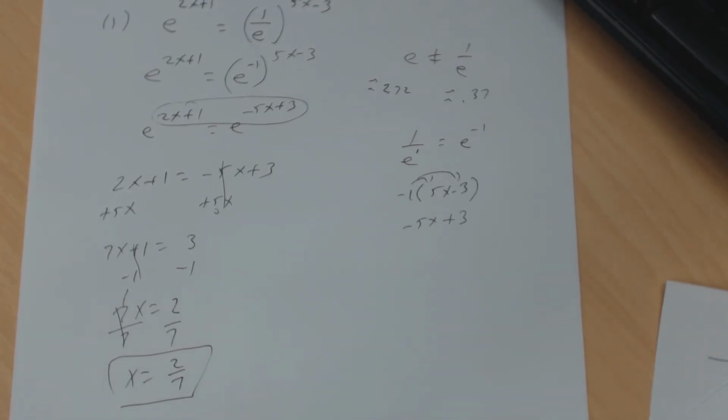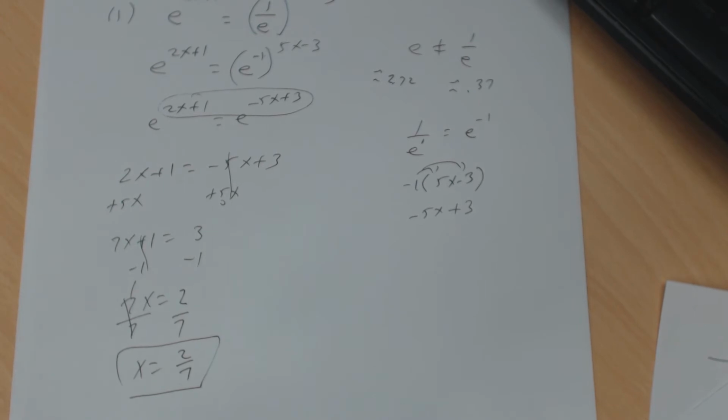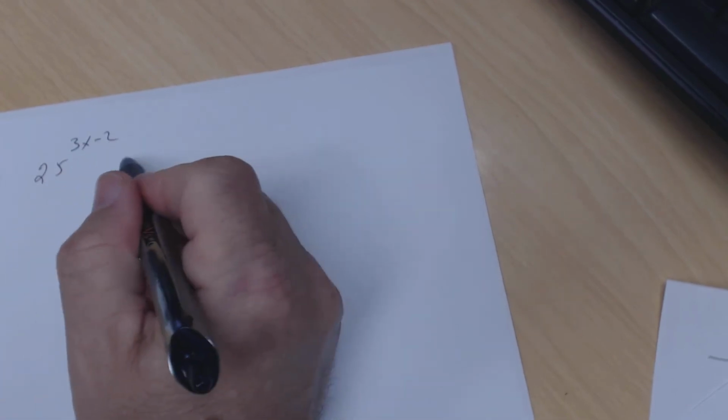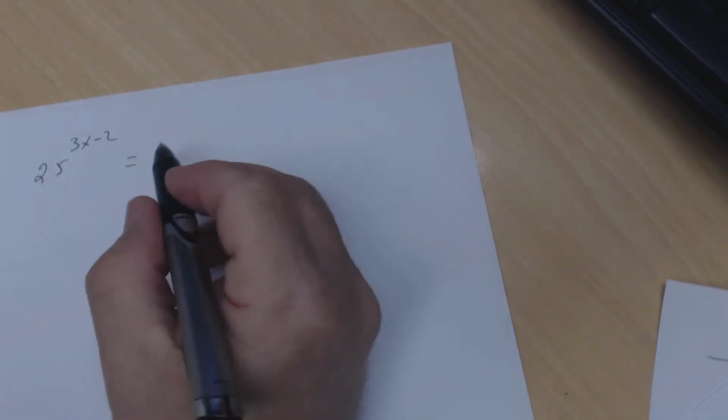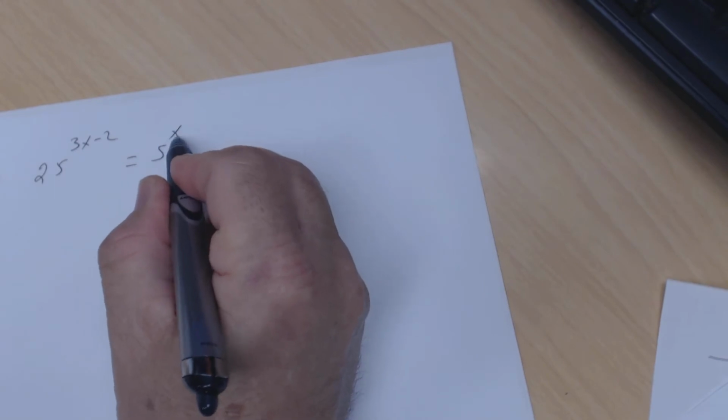Alright, let's do one more. Let's try this one. Suppose I had this. Let's make this 12. Suppose I had 25 to the 3x minus 2 power equals, let's say, 5 to the x plus 2.